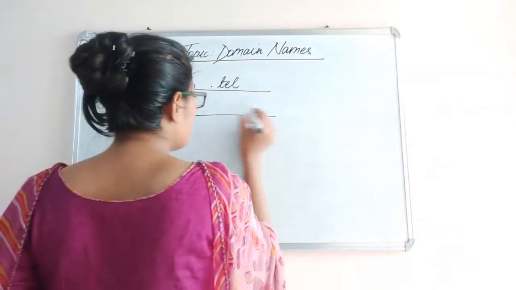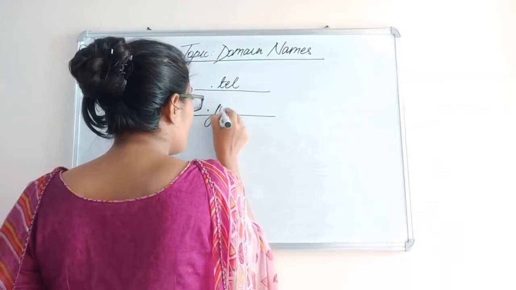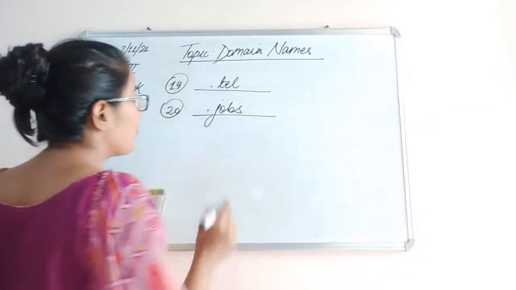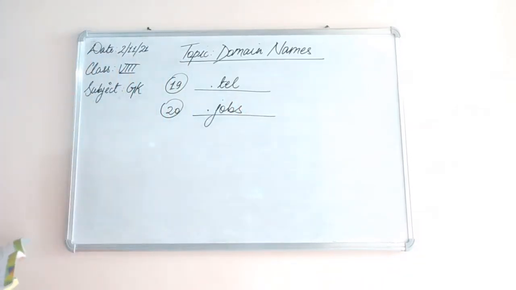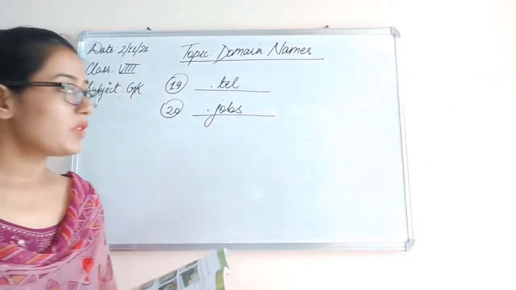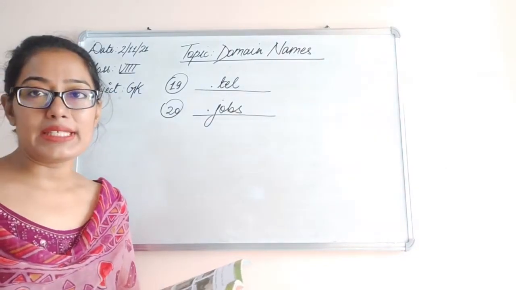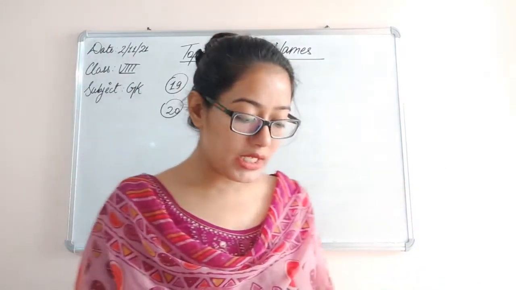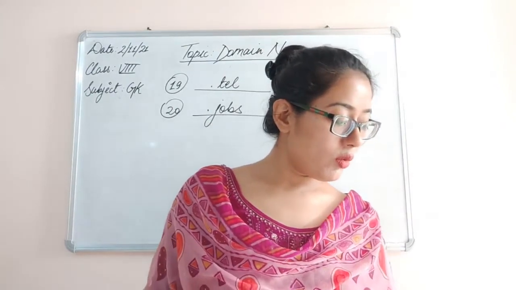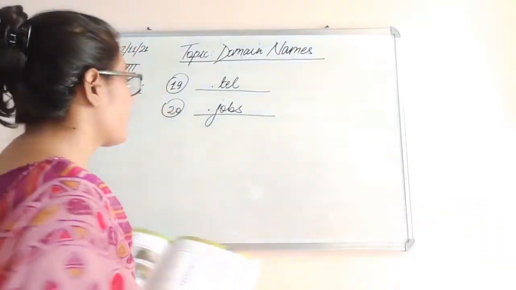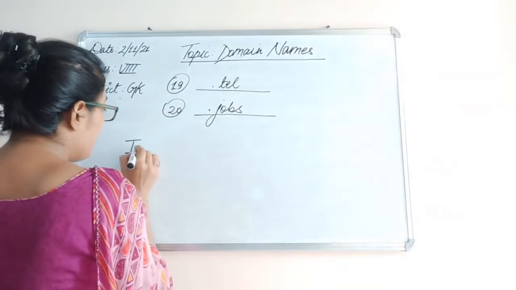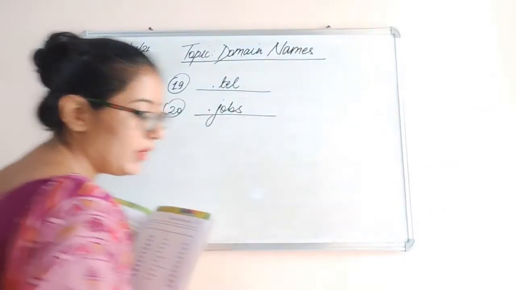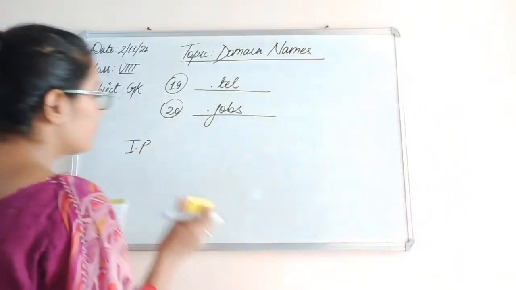Companies become dot JOBS, jobs. Okay. Dot JOBS. Now at the end it is given, do you know? Okay. So IP, please take down the screenshot first.